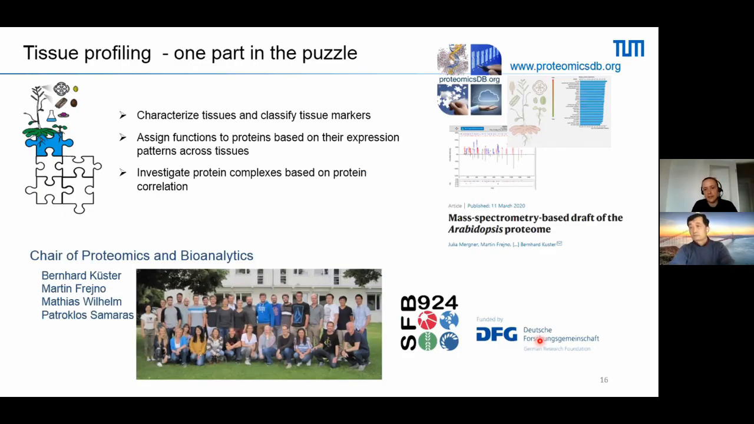All of our data is available in the public repositories, and you can also access the atlas via the website Proteomics2B, where you can look up the expression in different tissues, and you can also access all of the spectral data and information for each protein.